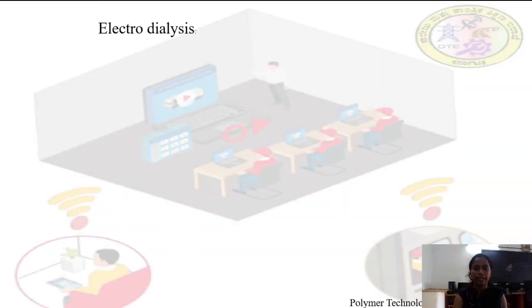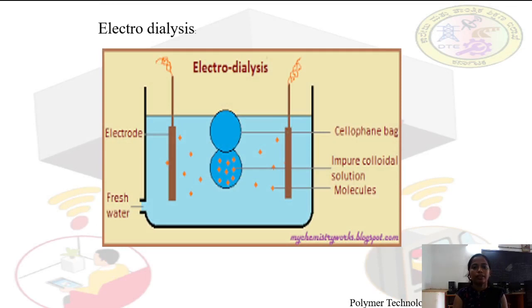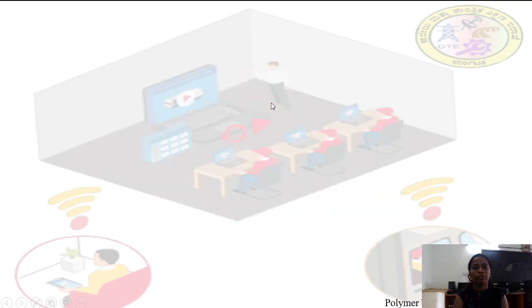The second method is electrodialysis. This is the setup. Electro means we are using electric power. Here we are using a cellophane bag with the impure colloidal solution, that means a colloidal solution containing true solutions. This is the procedure.